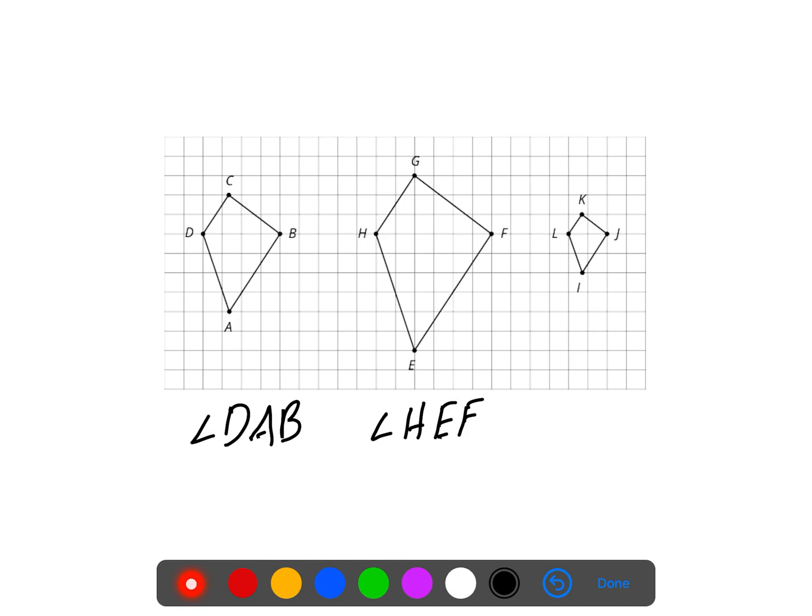The next question asks to name two pairs of corresponding sides, and we could really pick any of those. But if we were to say side AB, that would correspond with side IJ or EF, either one of those.